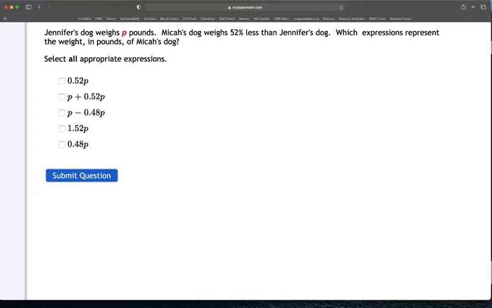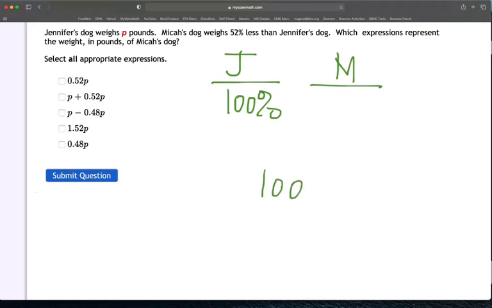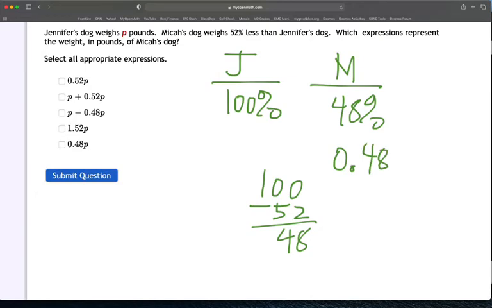than Jennifer's dog. So let's just pretend that Jennifer's is 100%. Micah's is 52% less than that. So 100 minus 52 is 48. So that means that Micah's representation would be 0.48 times whatever Jennifer's dog is. Now, what we are looking for then is all expressions that are equivalent to that one. And it looks like it is only this one.